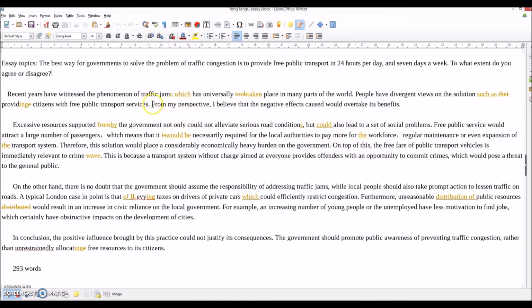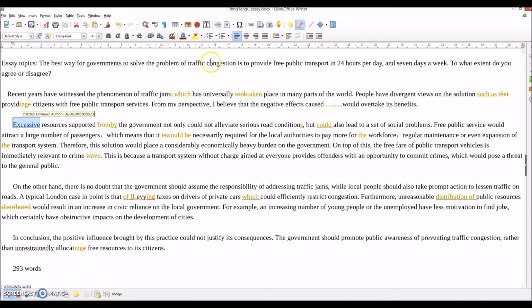Okay, from my perspective, I believe that the negative effects caused, I presume you mean caused by providing free public transport, would overtake its benefits. So we kind of have an opinion here, but you need to spell things out. Caused by providing free public transport. Okay. Excessive resources.